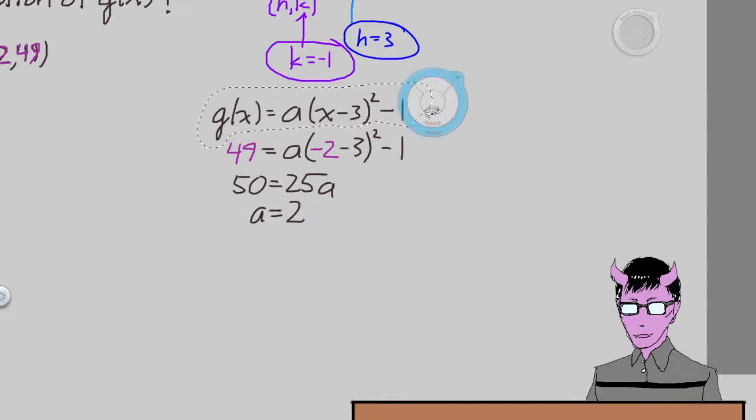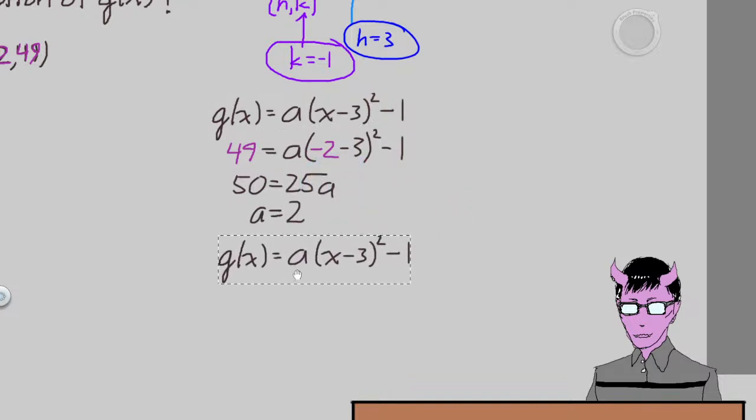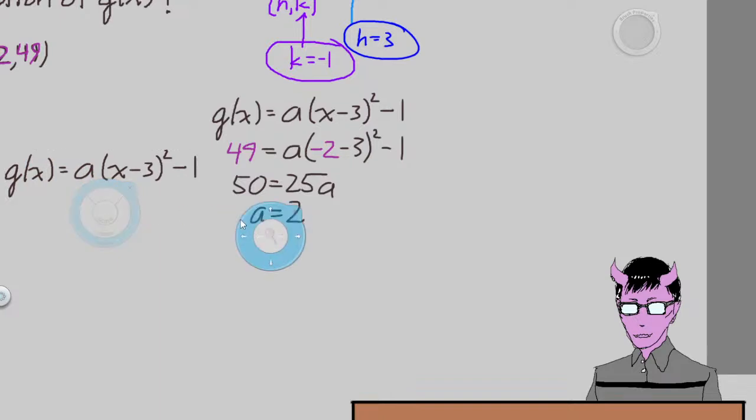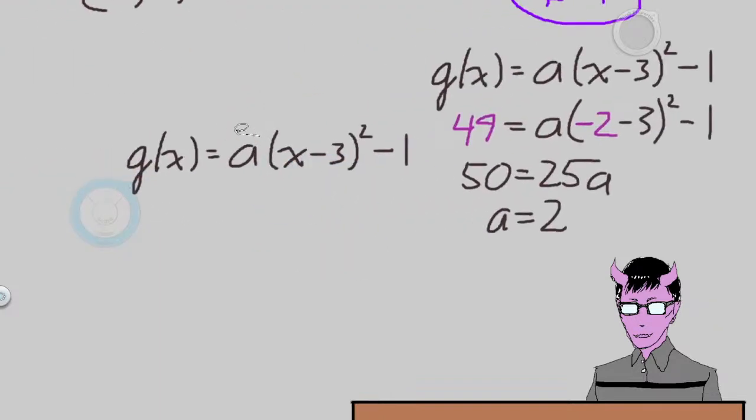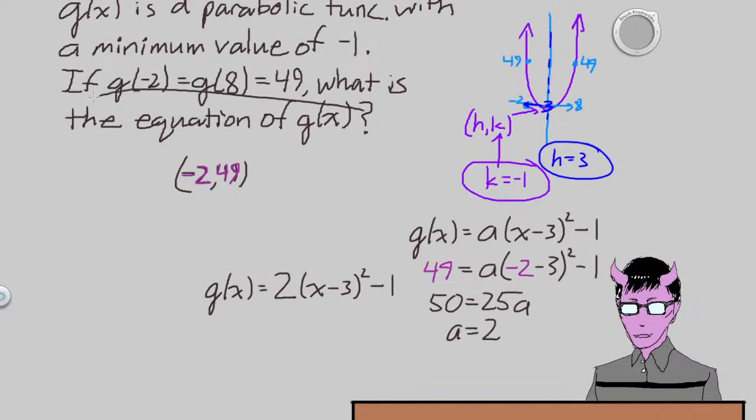Taking the skeletal equation, put it right there. We've just figured out that the a value is 2. The amplitude is 2. And that's all that's required to do the problem. What is the equation of g of x? Well, there it is.